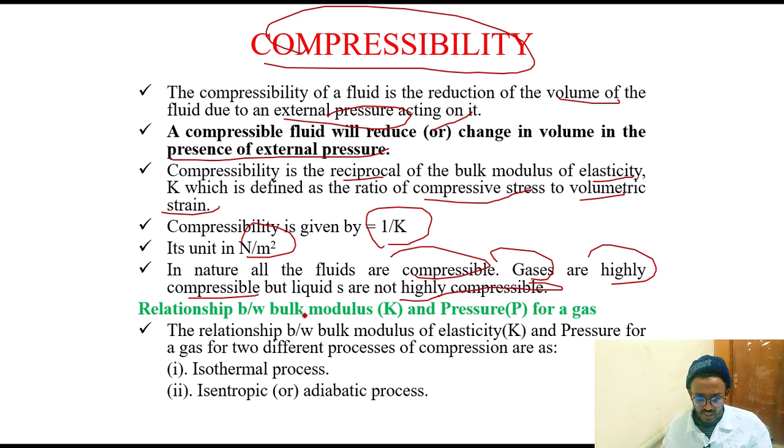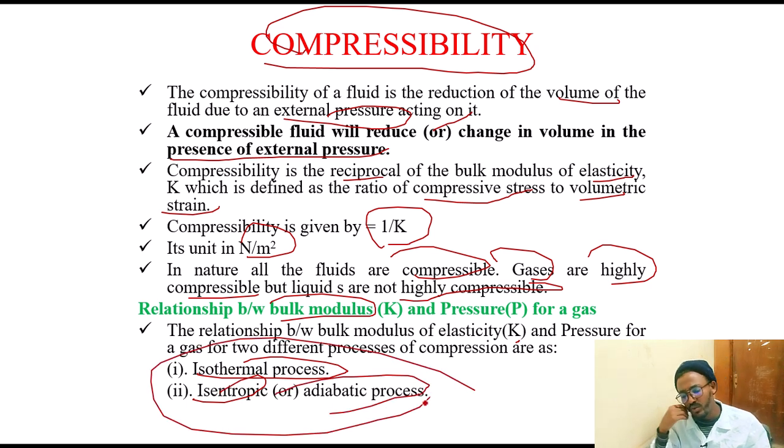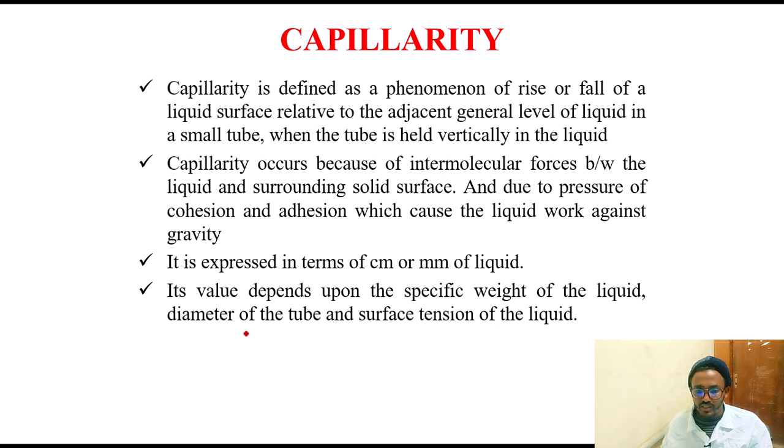The other concept is the relationship between bulk modulus and pressure for gas. The relationship between bulk modulus of elasticity K and pressure for gas for the different processes of compression are as follows: isothermal process, isentropic process, adiabatic process. I think we've seen these concepts when we were talking about the thermodynamics lesson, so I'm not going to repeat this. The other thing is capillarity.